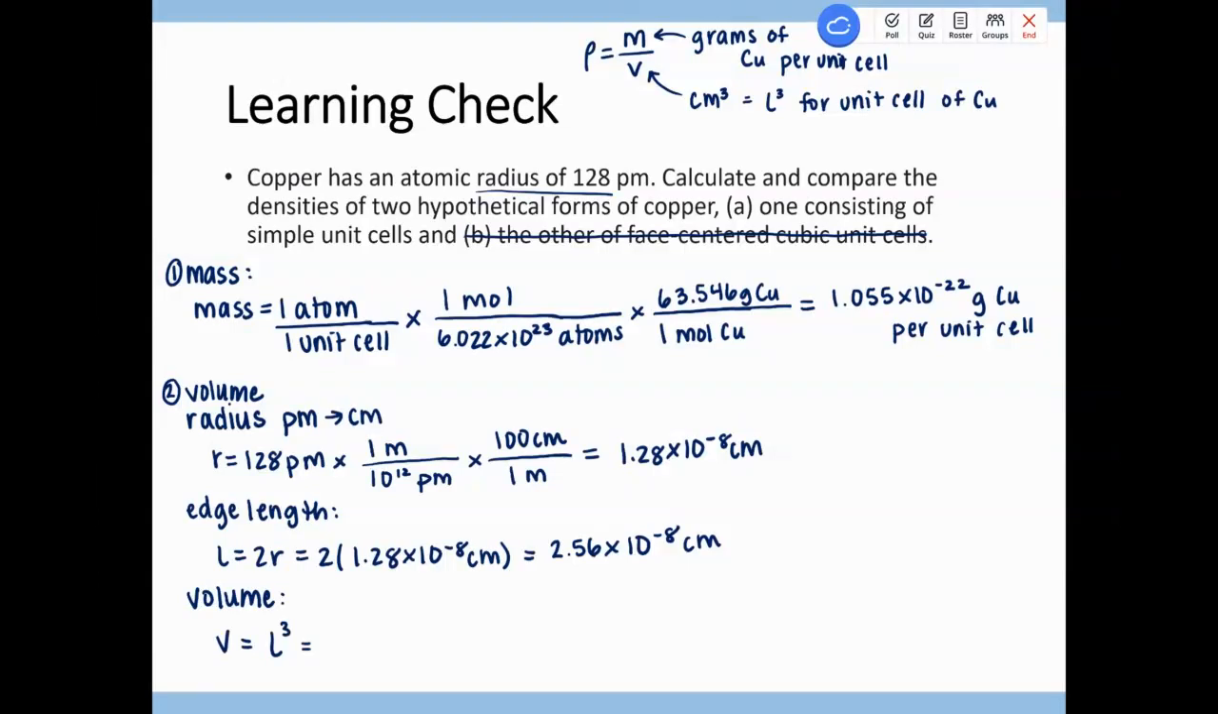Oh, no, because we'll use L cubed for the volume, which is the length times the width times the height. And so L is just one edge. So we're looking for the length of one edge, not all of them added together. All right, so we have edge length. Now volume is edge length cubed, so 2.56 times 10 to the negative 8 centimeters, all of that cubed. And that value is 1.68 times 10 to the negative 23 centimeters cubed.